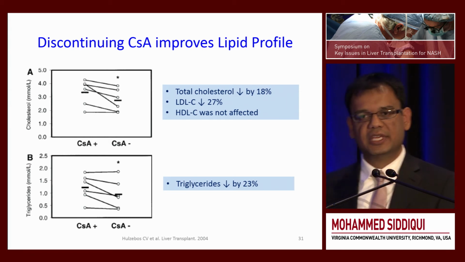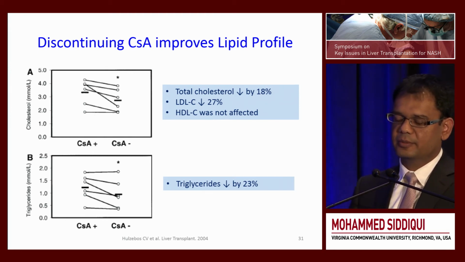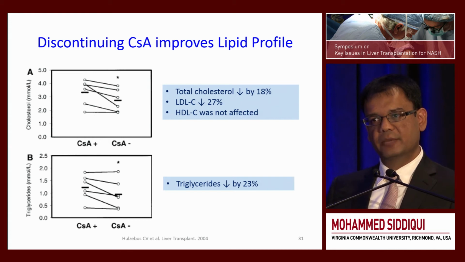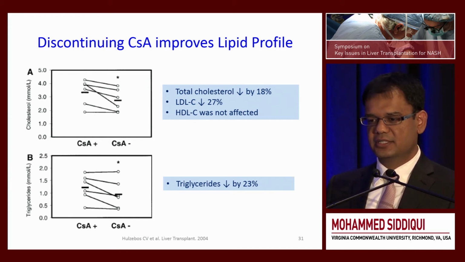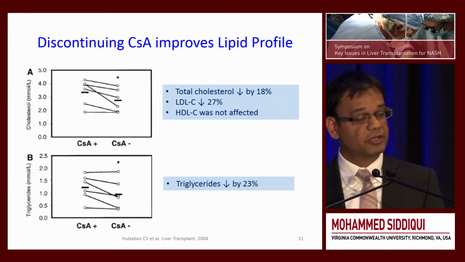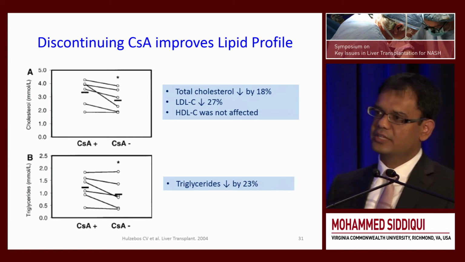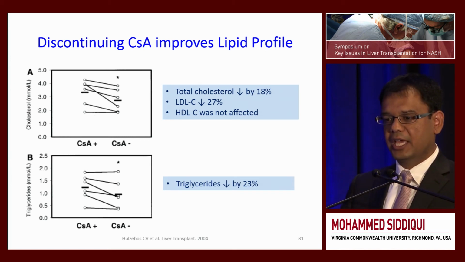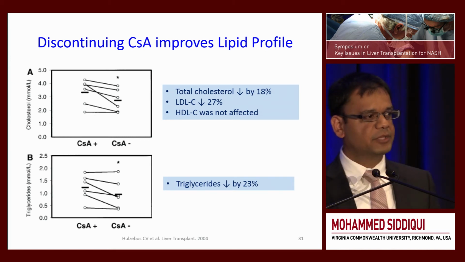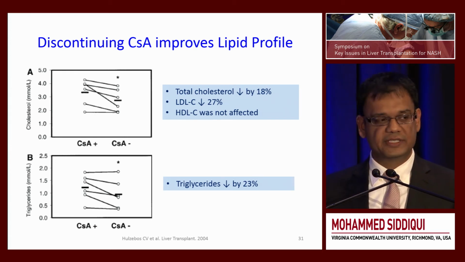Why does that happen? There are multiple in vitro mechanistic explanations. Some of them involve that cyclosporin inhibits the rate-limiting step in bile acid synthesis. It affects VLDL secretion out of the liver, or increases VLDL secretion. It affects LDL receptor activity, so more cholesterol is floating around and not taken up. And regardless, the clinical phenotype that this produces is that cyclosporin use is associated with more dyslipidemia.